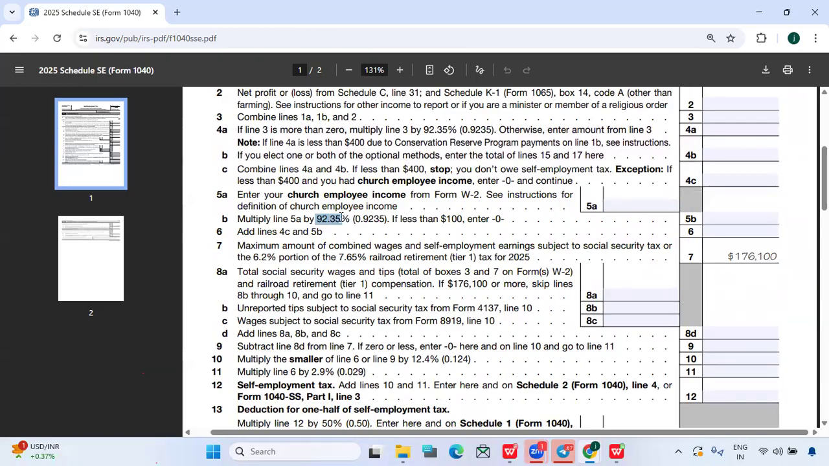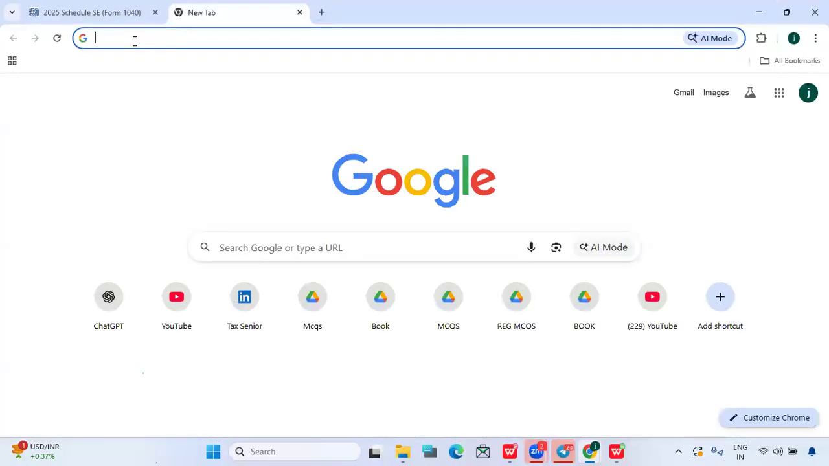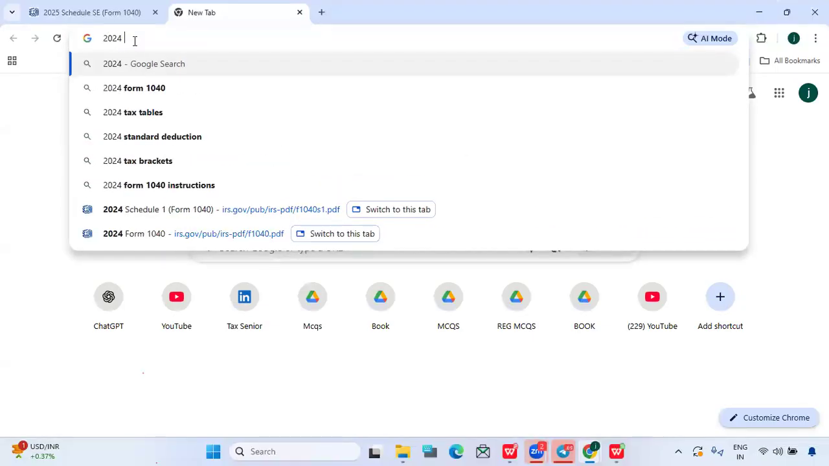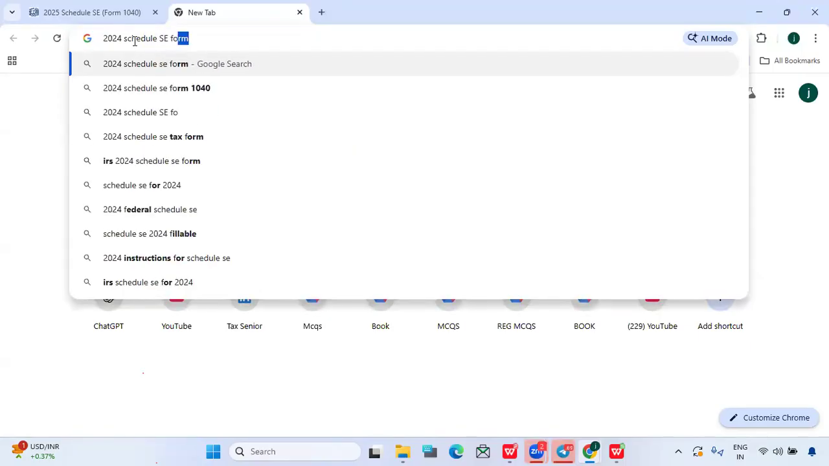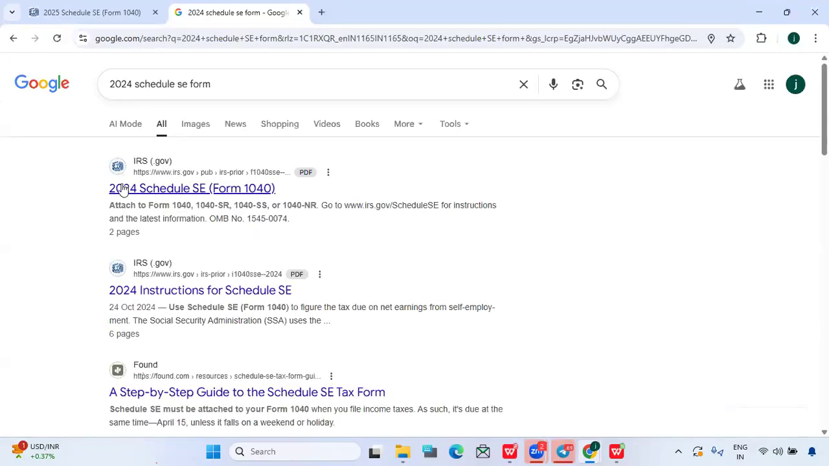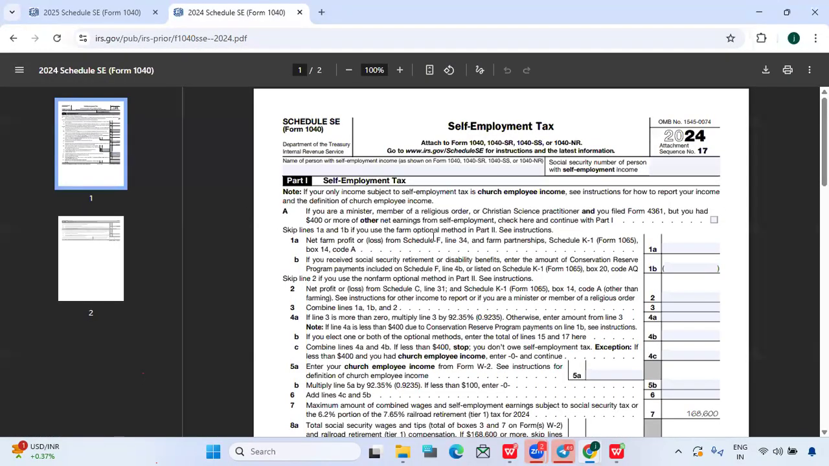Whenever we have self-employment income, we will not pay taxes directly on the total amount. We will reduce 7.65 percent, so that means we will apply 92.35. And here this is the limit. Let me show you the 2024 Schedule SE form. Yeah, we have Schedule SE 2024, correct.